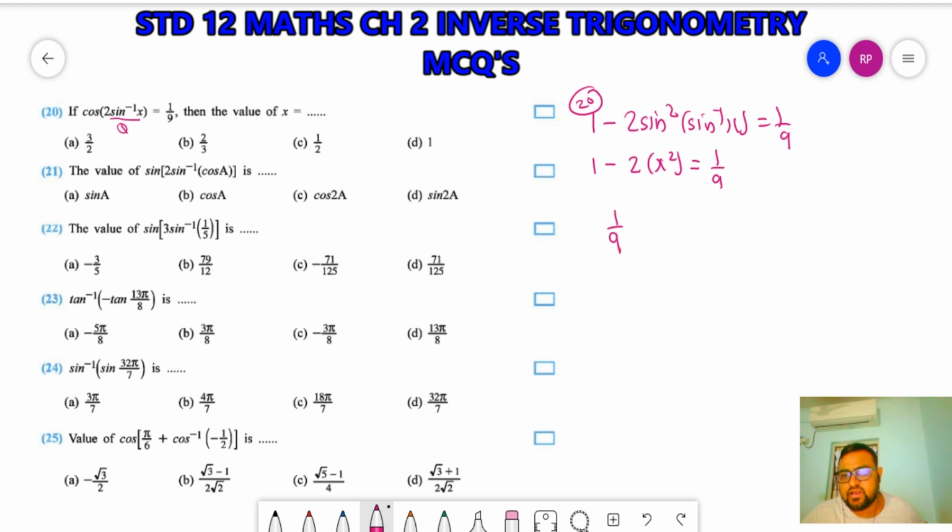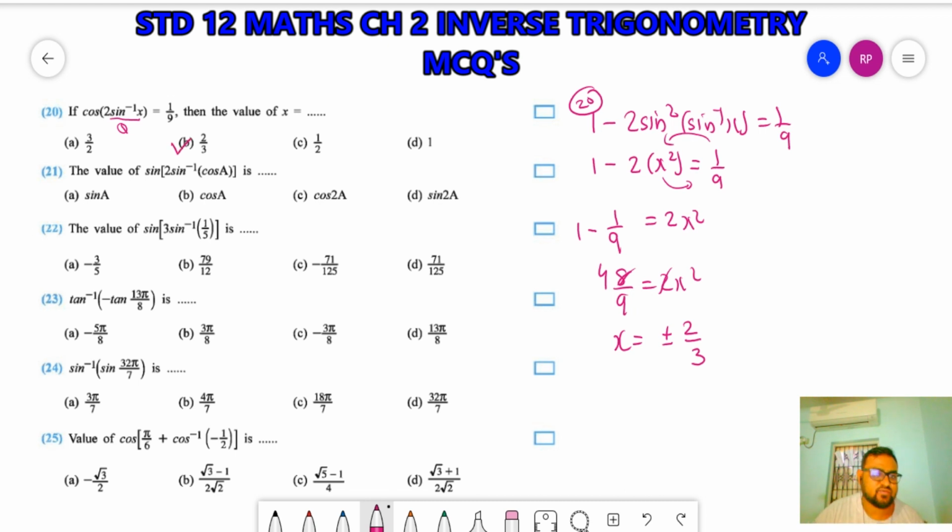So 1 minus 1 by 9 equal to 2x square. I'm just taking this on this side. So 1 minus 1 by 9, 9 minus 1, that is 8 by 9 equal to 2x square. 2 ones are 2, 2 fours are 8. So x is equal to plus minus 2 by 3. Okay, square root of 4 by 9 is plus minus 2 by 3. So which option is given? The option of 2 by 3 is given. Okay, so this is 20. Next, question 21.